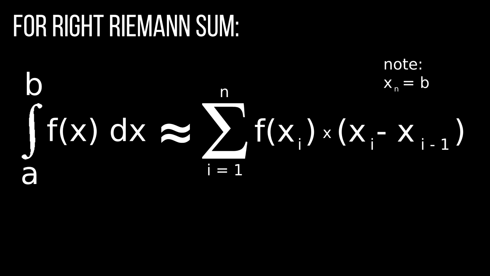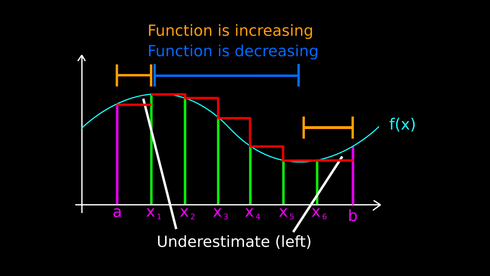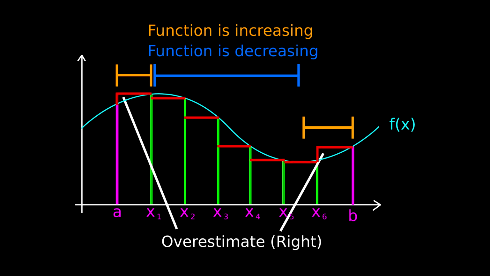The difference between the left and right Riemann sum is quite straightforward. In a function that is increasing, which means that the function has a constantly increasing gradient, the left Riemann sum will be an underestimate of the integral, whereas the right Riemann sum will be an overestimate. For a decreasing function, this is the opposite.